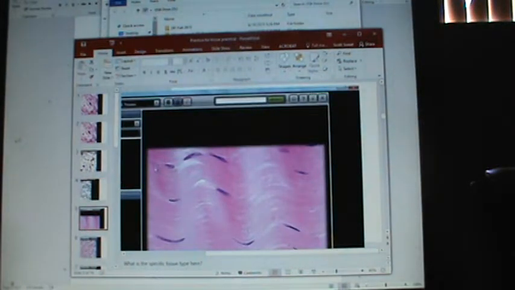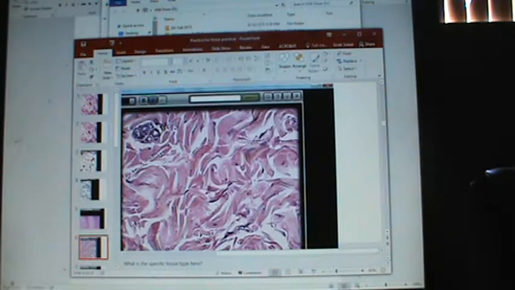Look at that. Nice, beautiful layers coming through one after another after another. What would be the major tissue type here? That would be connective, of course. And specific type? That would be dense regular. Excellent. Okay, next one.